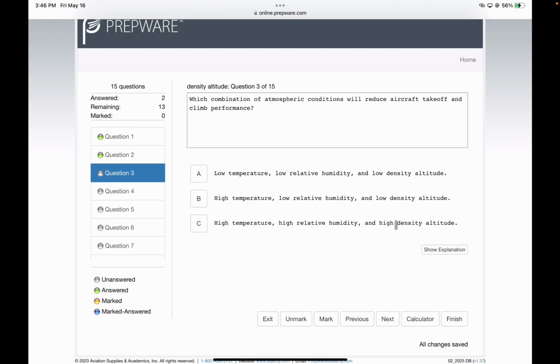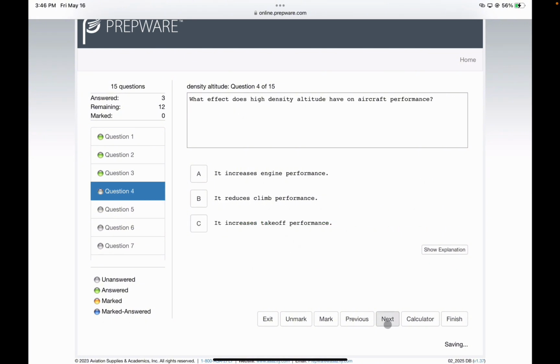And is high density altitude good or bad? It's bad. So the answer would be C. What effect does high density altitude have on aircraft performance? We already know this one. It will decrease. So we have to choose the answer that decreases.